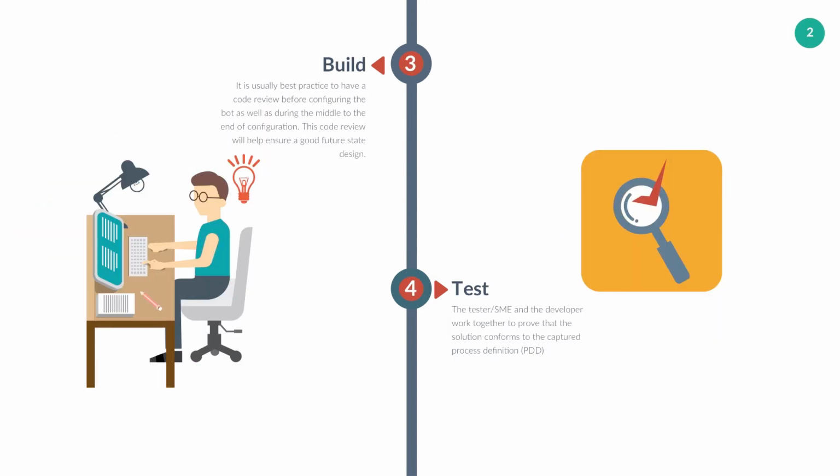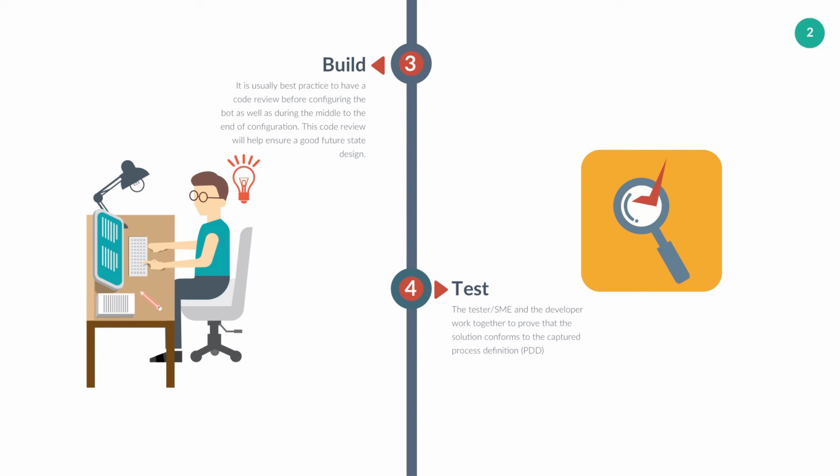The next step of the RPA lifecycle is the build or configuration phase. It is usually best practice to have a code review before configuring a bot, as well as during the middle to the end of configuration. This code review will help ensure a good future state design. Also, in this phase, the business analyst or SME and the tester or the developer work together to prove that the solution conforms to the PDD.